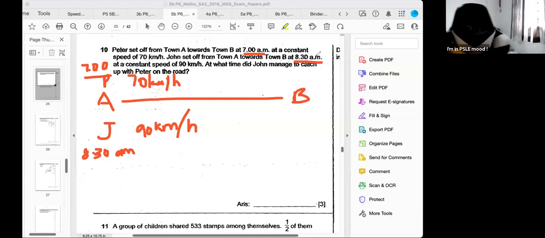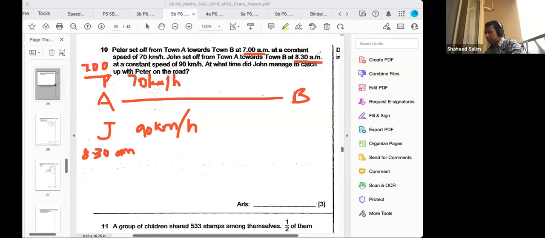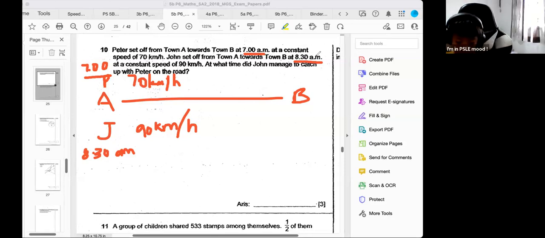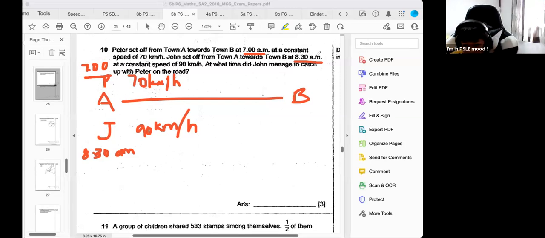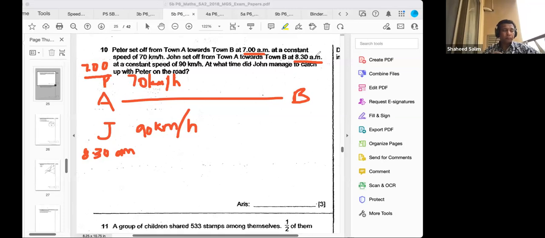70 times 2 first is 140. 70 divided by 2 is 35. So 175. Why don't we take 70 times 1.5? 1.5 hours. You try. Use a calculator, 70 times 1.5. 105. 105, right? Yeah, good.